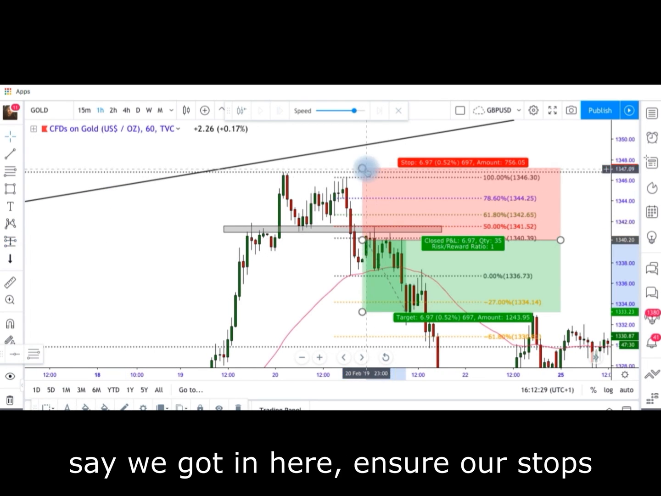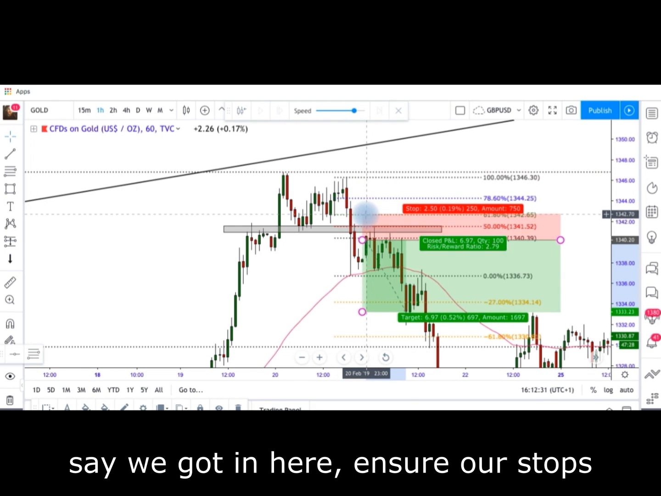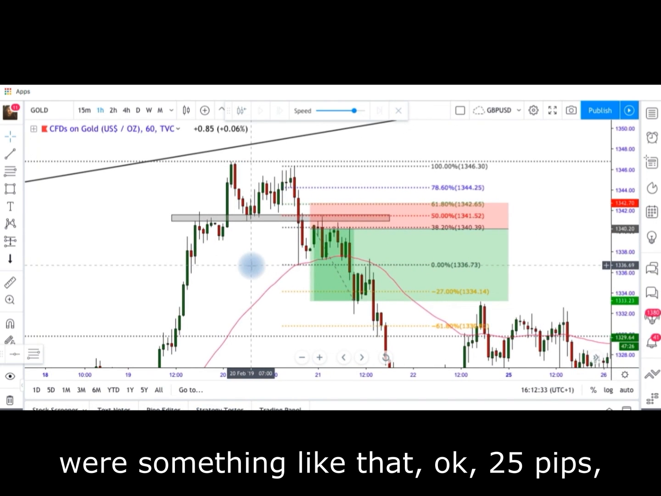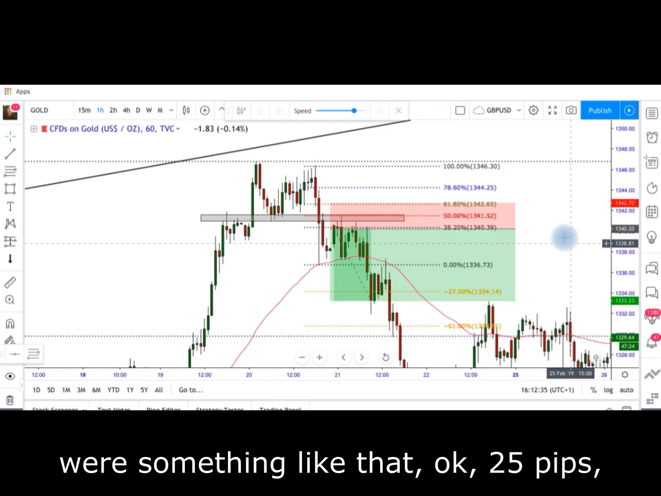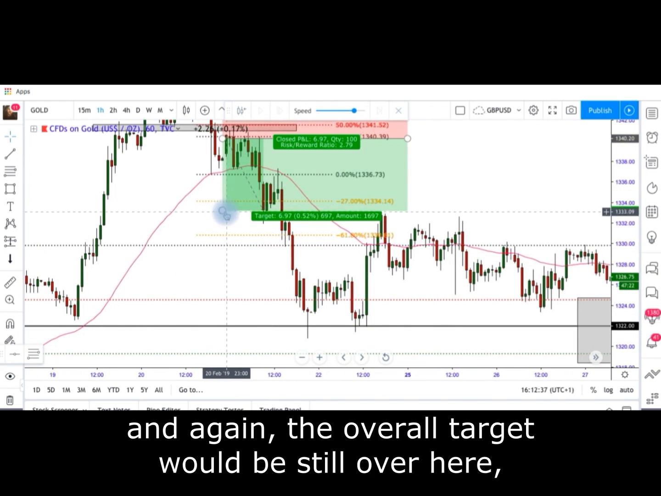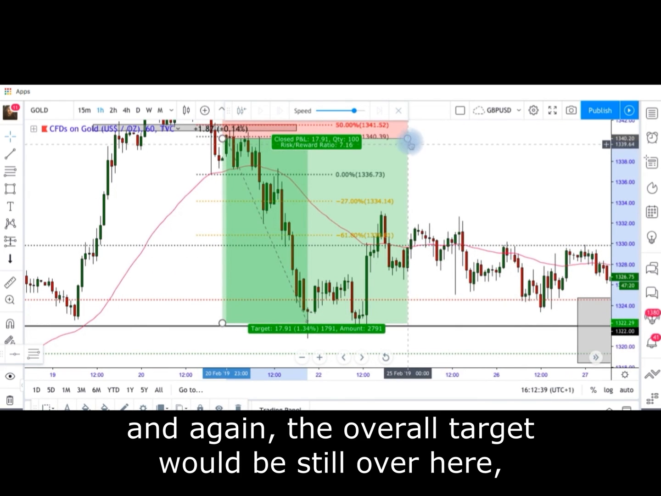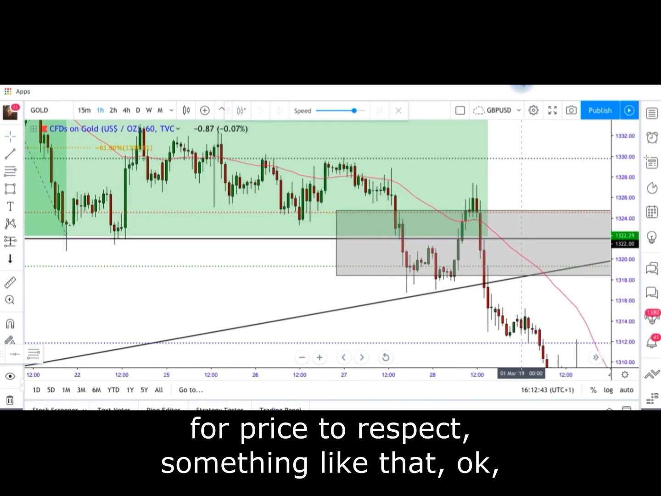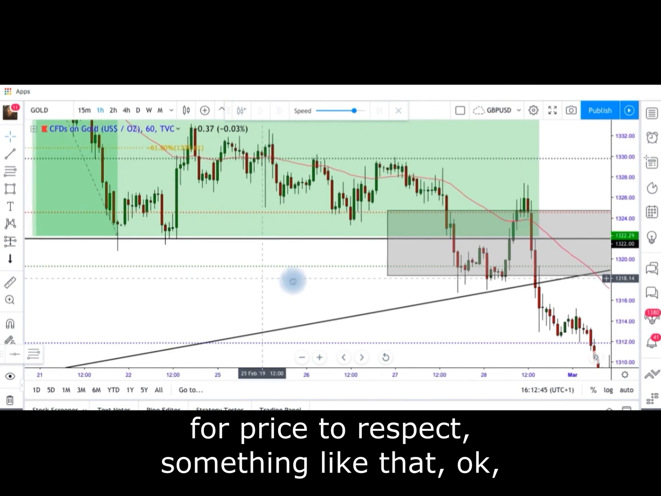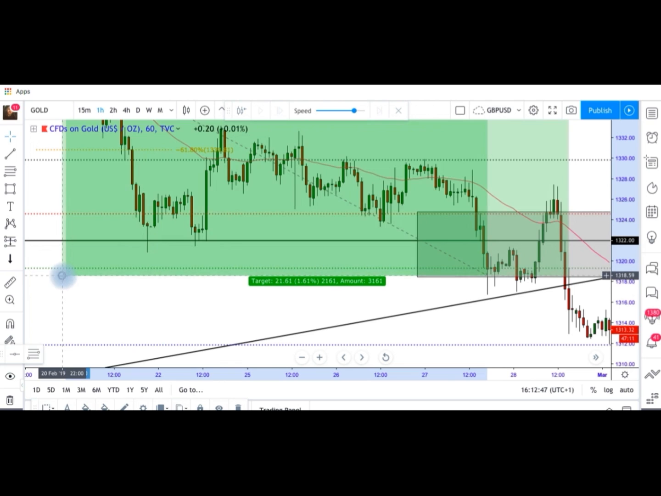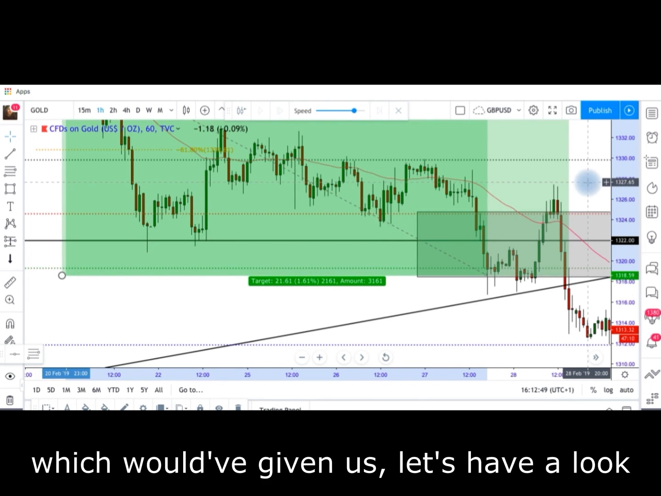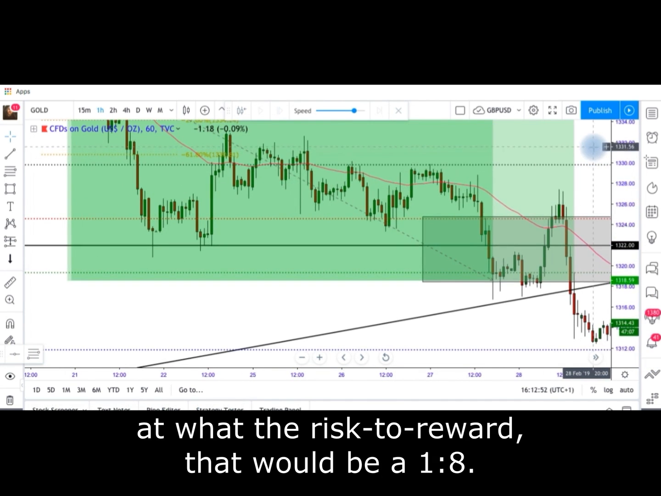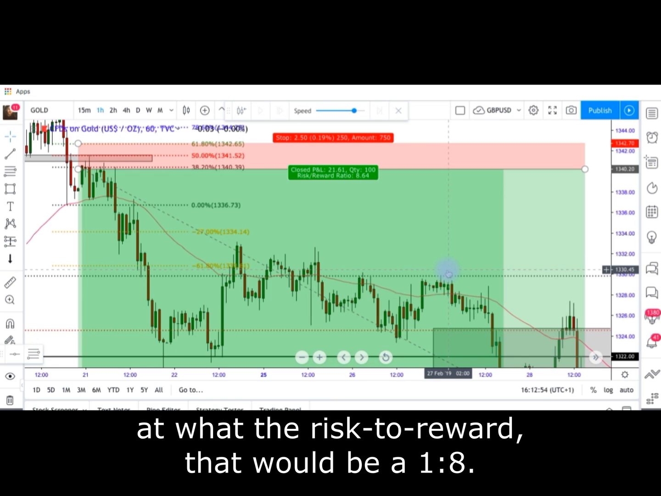got in here, ensure our stops are something like that. Okay, 25 pips. And again, the overall target would be still over here, our area of interest that we're looking for price to respect. Something like that, okay? Which would have given us, let's have a look at what the risk to reward. That would be a 1 to 8.